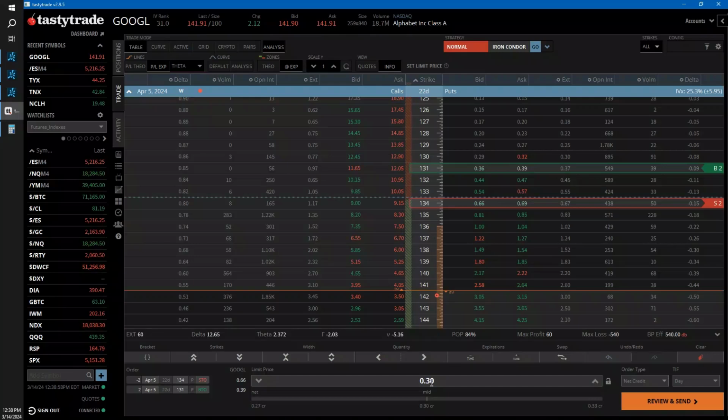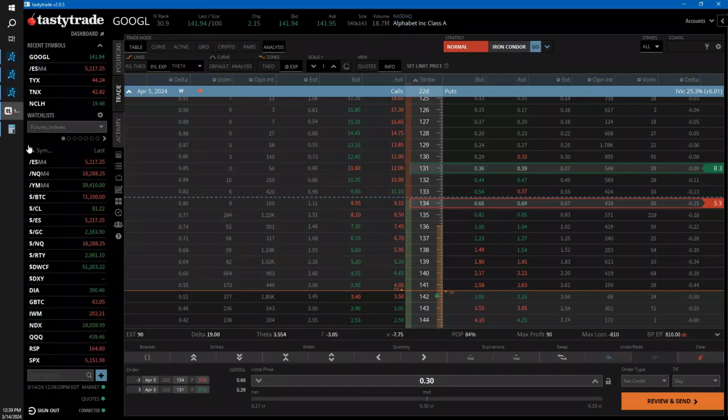30 cents of credit. Not much. It's about 10%. So let's do this by 2. In fact, let's do it by 3 if you've got the margin available. So I'm going to go $3 of risk times 3 is $9 of risk, about $1,000. But for that $1,000, we're going to pull in the equivalent of about $90 in credit.